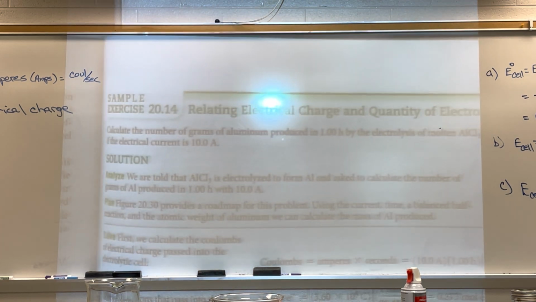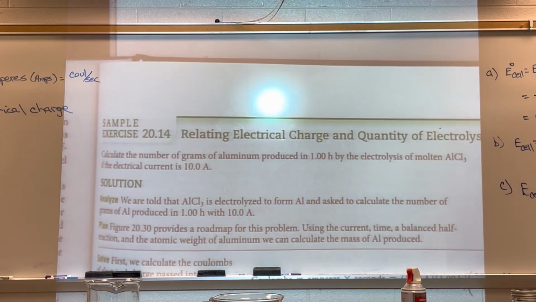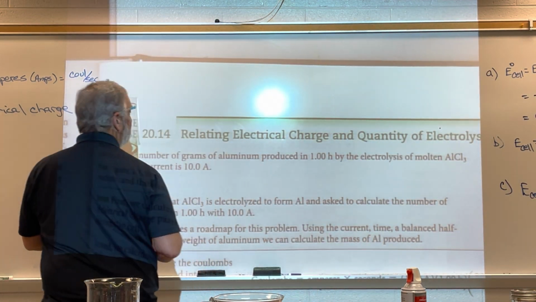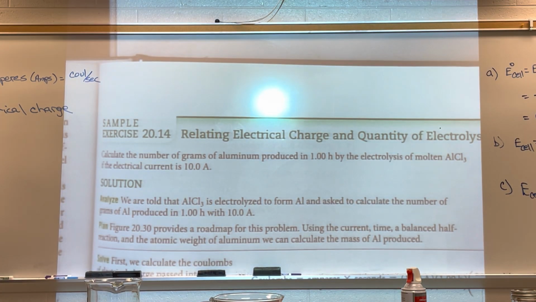I don't want you to see the answer. Okay, it says calculate the number of grams of aluminum produced in 1 hour by the electrolysis of molten aluminum chloride if the electrical current is 10 amps. Oh, that's the one I wanted to do. We have a Faraday. We know that a Faraday is equal to 96,485 coulombs per mole of electrons. Okay, that's a constant that we need to know.